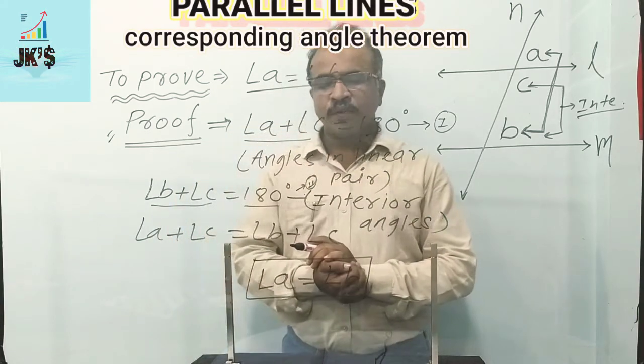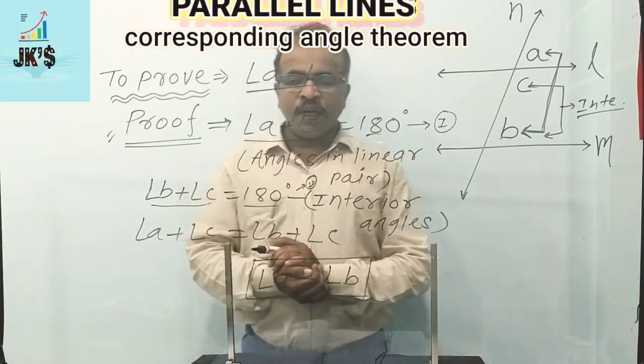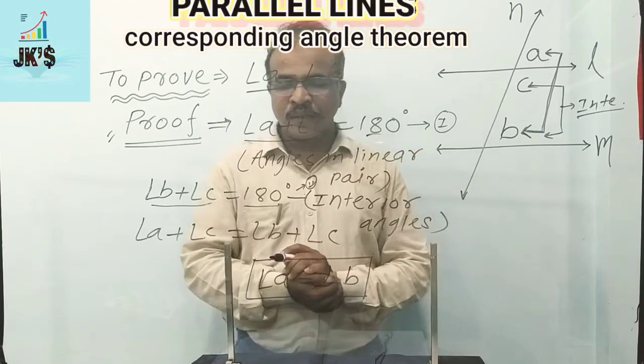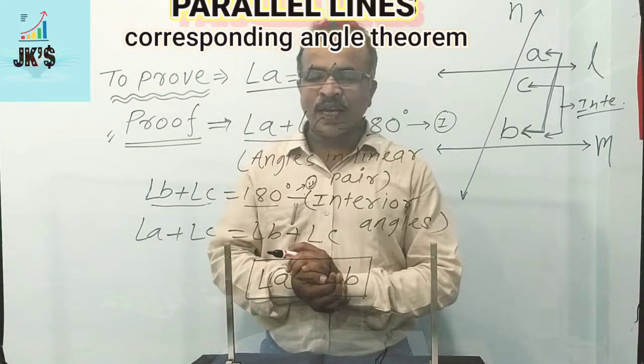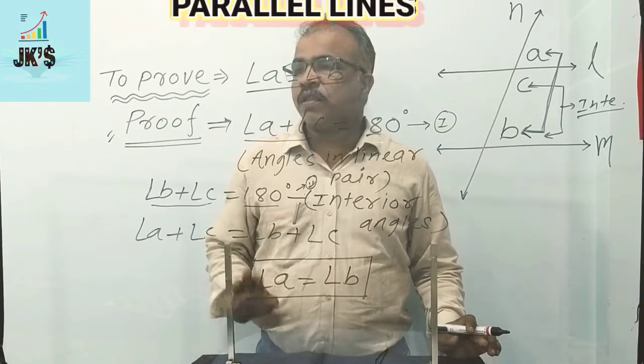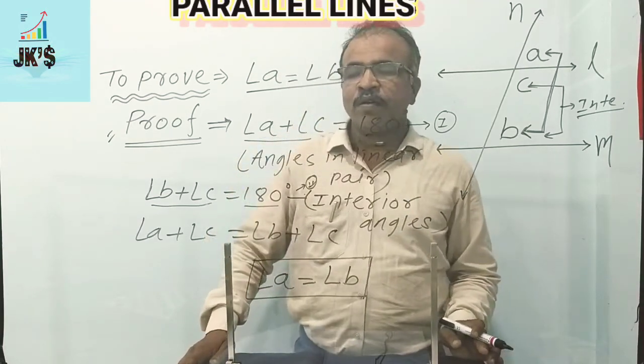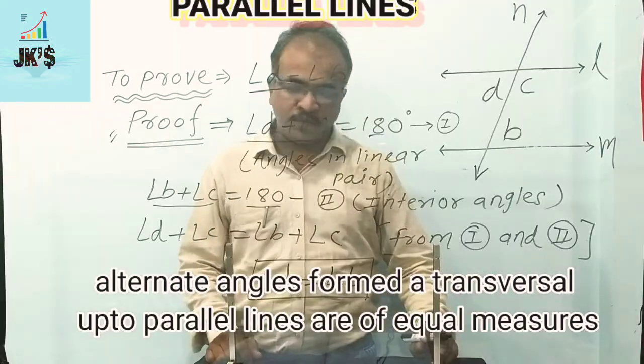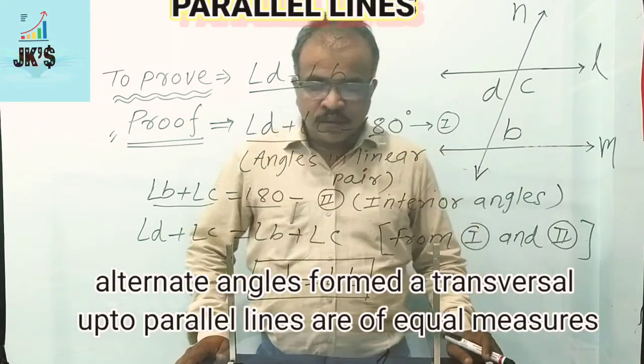Hence our theorem, that is the corresponding angles formed by a transversal of two parallel lines are of same measure, is proved. Okay, hence the corresponding angle theorem is proved. Next theorem. What is the statement?